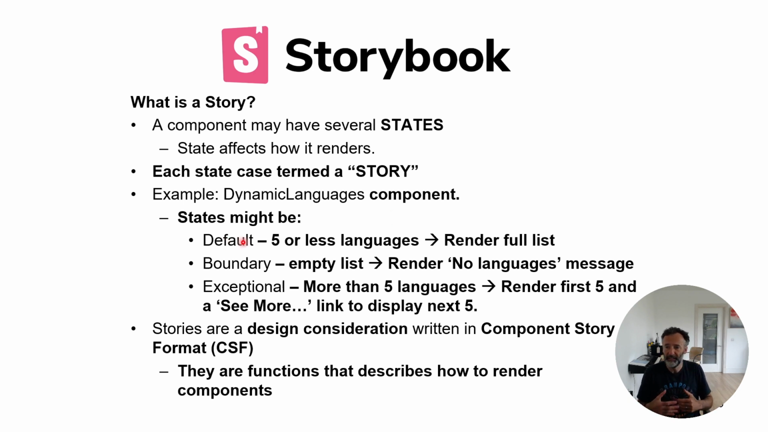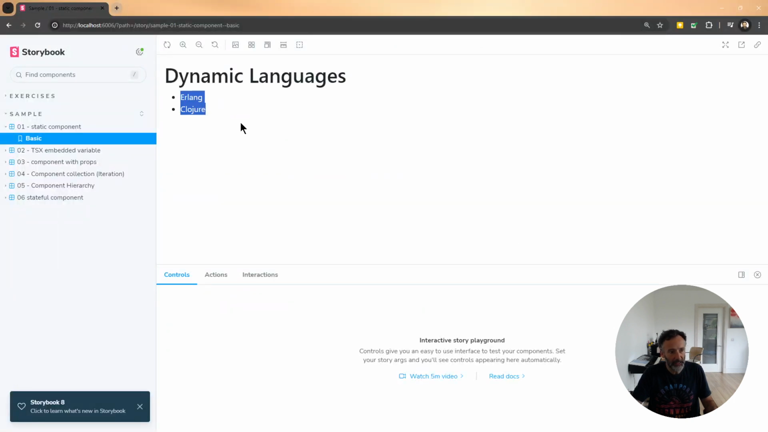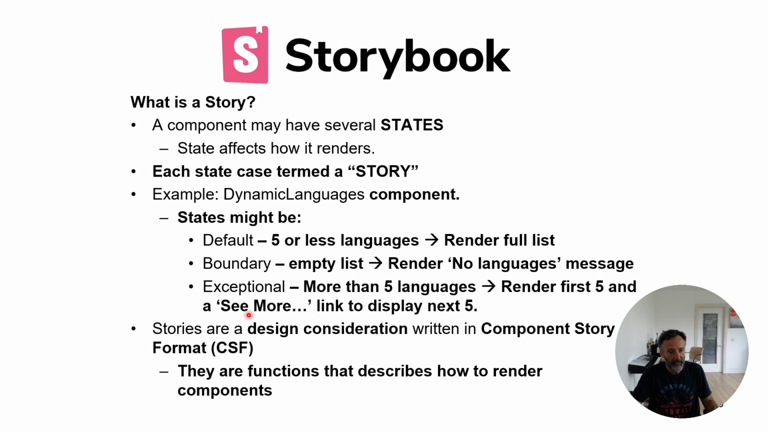The default state might be you have 5 or less languages for the list, right? Remember that unordered list we looked at in the last video. If we have 5 or less languages, then the way we want the component to work is we render the full list. If I just jump back into the code here, we have 2 languages here, we just render the full list here. It might be the case that we have a boundary condition, right? Another condition where, let's say, we're providing no languages, no list to the component. In that case, rather than display nothing, we want to render a no languages message in the component, right? That's another story.